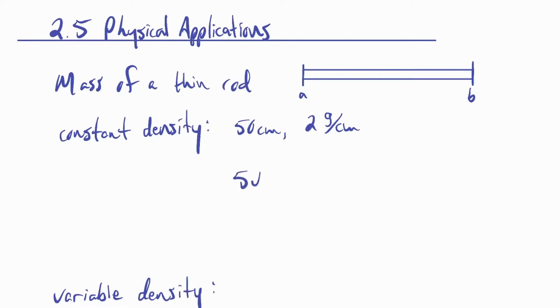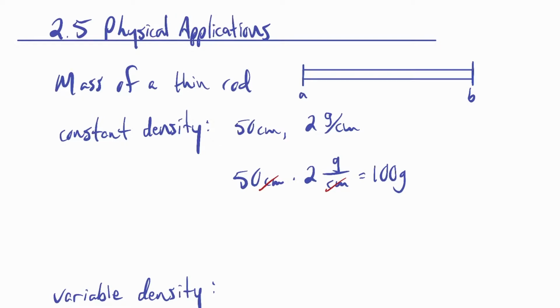If I do 50 centimeters times 2 grams per centimeter, the way that units work is a lot like how fractions work. That's why we often use fraction notation. The centimeters cancel essentially, and I get 100 grams. Okay, so that's basically how you see what's the mass of a thin rod.